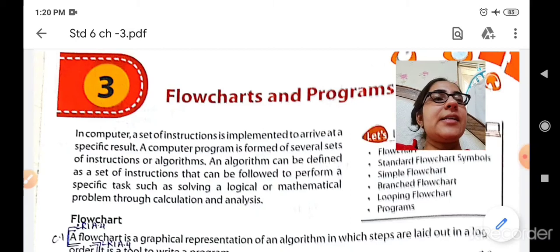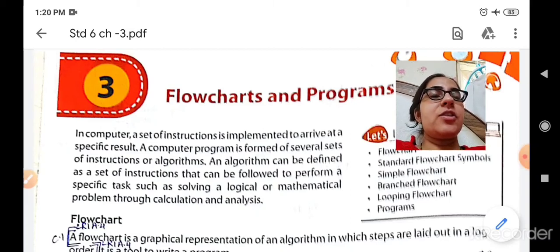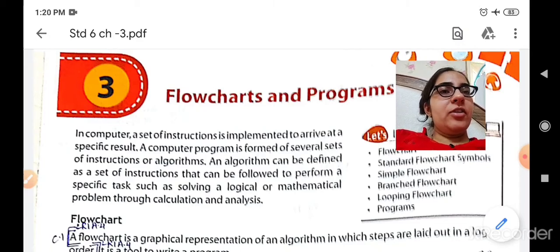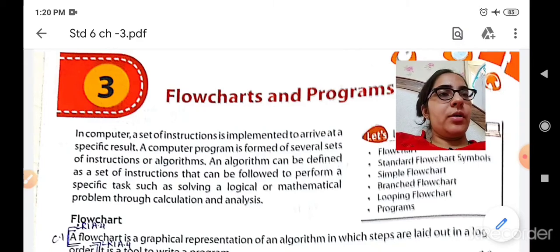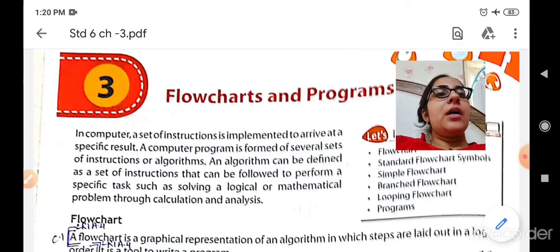In the previous class, we have already finished our chapter number 2. So now we are moving forward to chapter number 3, that is flowchart and programs. So let us first study about a flowchart. In a computer, a set of instructions is implemented to arrive at a specific task. A computer program is formed of several sets of instructions or algorithms.